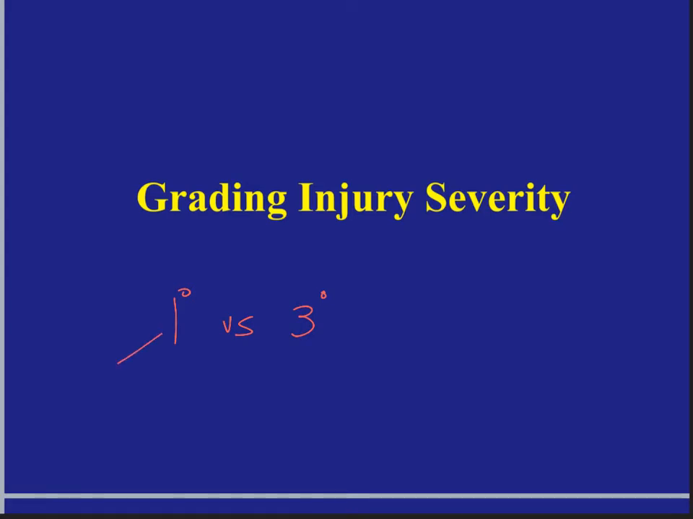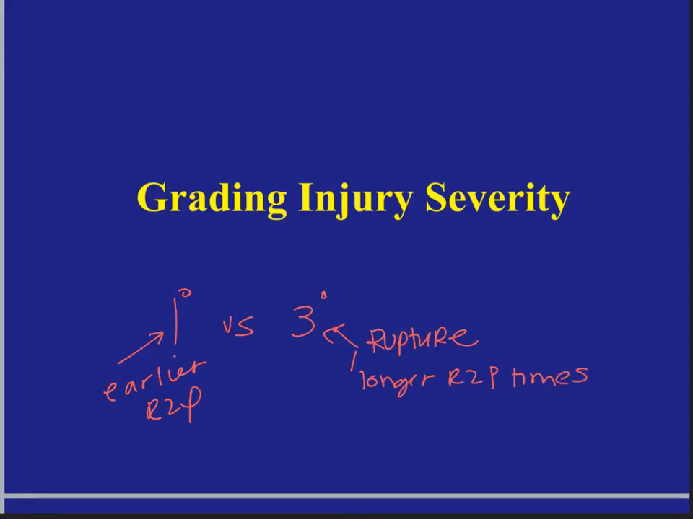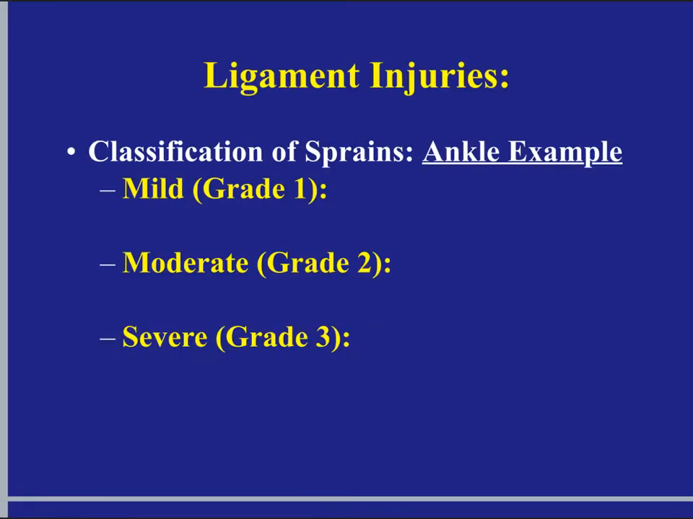Grade 1 injuries aren't as severe, most often lead to earlier return to play, right? Whereas your grade 3s typically are associated with some type of rupture or avulsion, and so lead to longer return to play times. And so we're going to talk about those from a ligamentous and then also from a muscular perspective. So first and foremost, we'll talk about different grading schemes when it comes to the actual ligament itself.